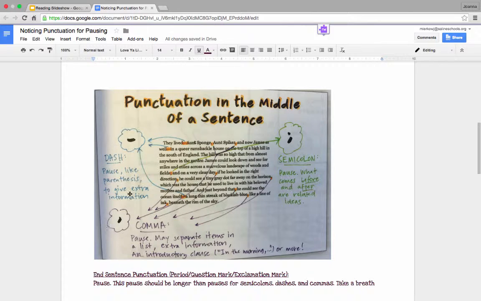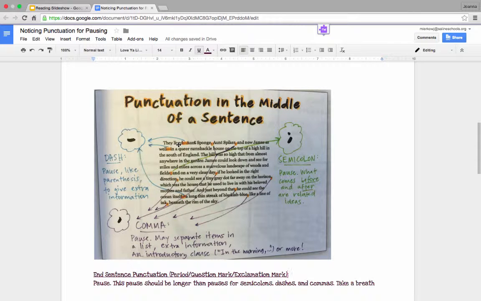If we look at this diagram, this is actually from, I think, James and the Giant Peach. We look at these dashes that are put in here. So they lived, Aunt Sponge, Aunt Spiker, and now James as well. And then we are pausing with this dash. So when there's a dash in the sentence, we pause like parentheses to give extra information.